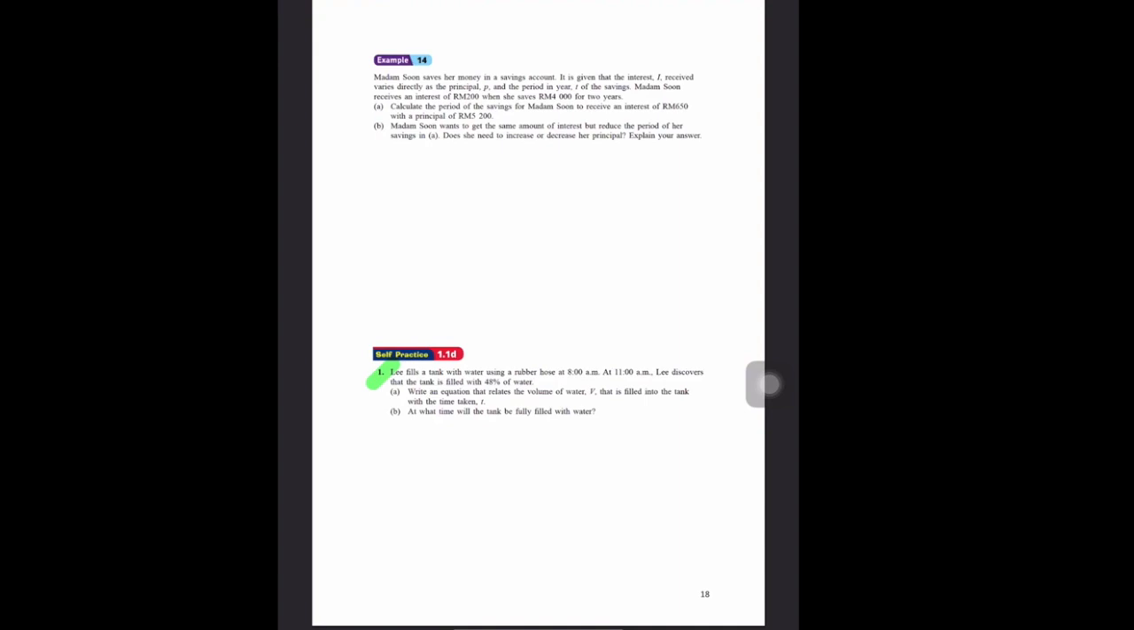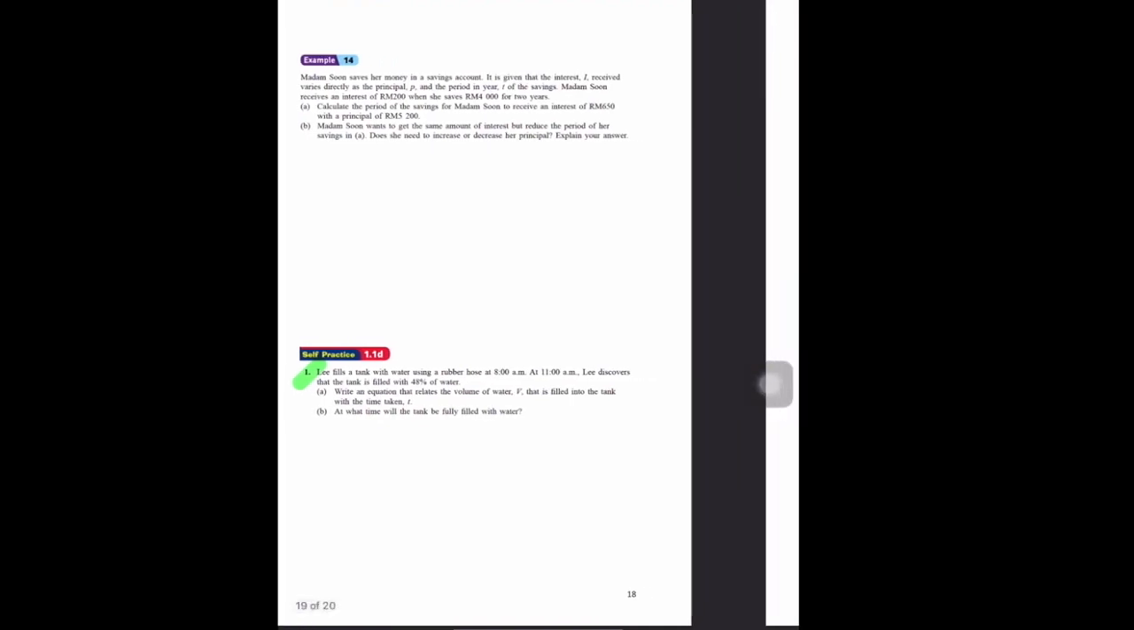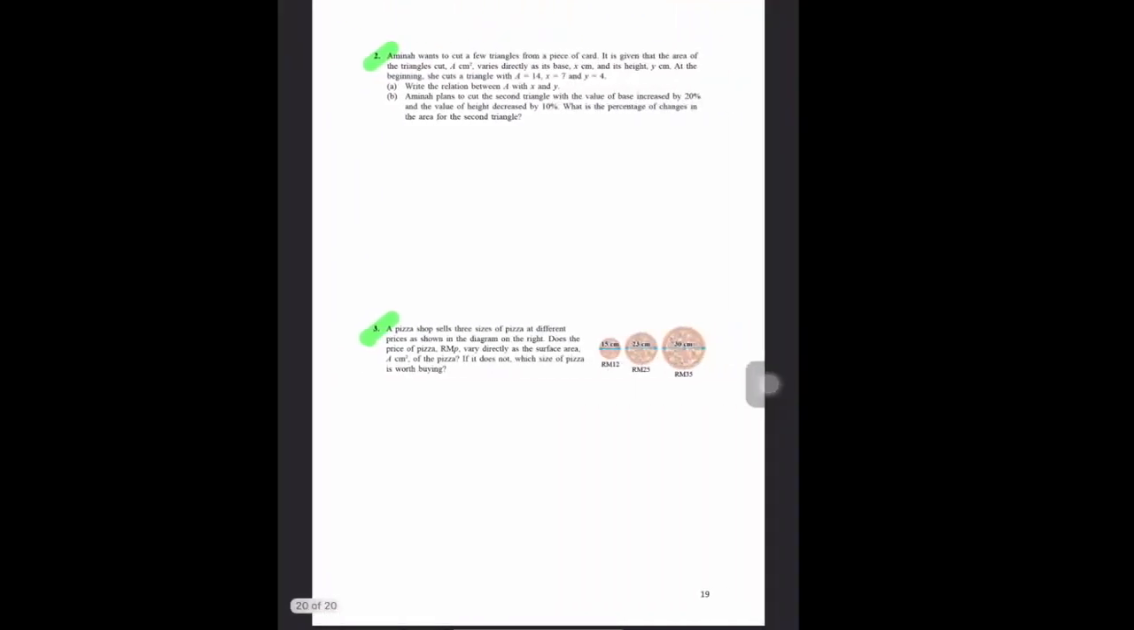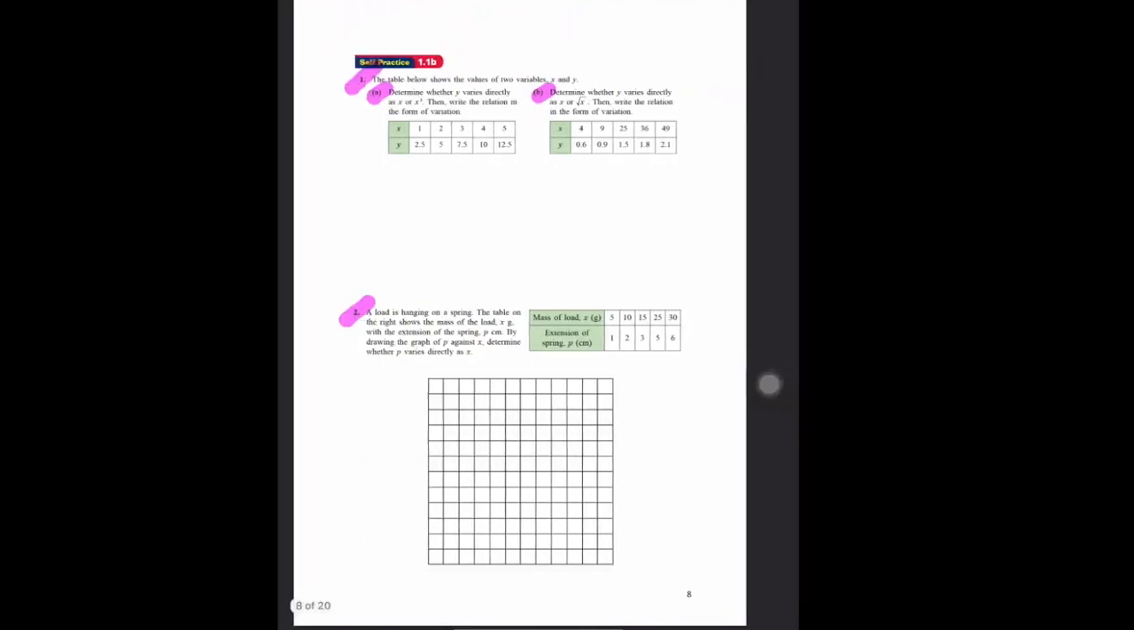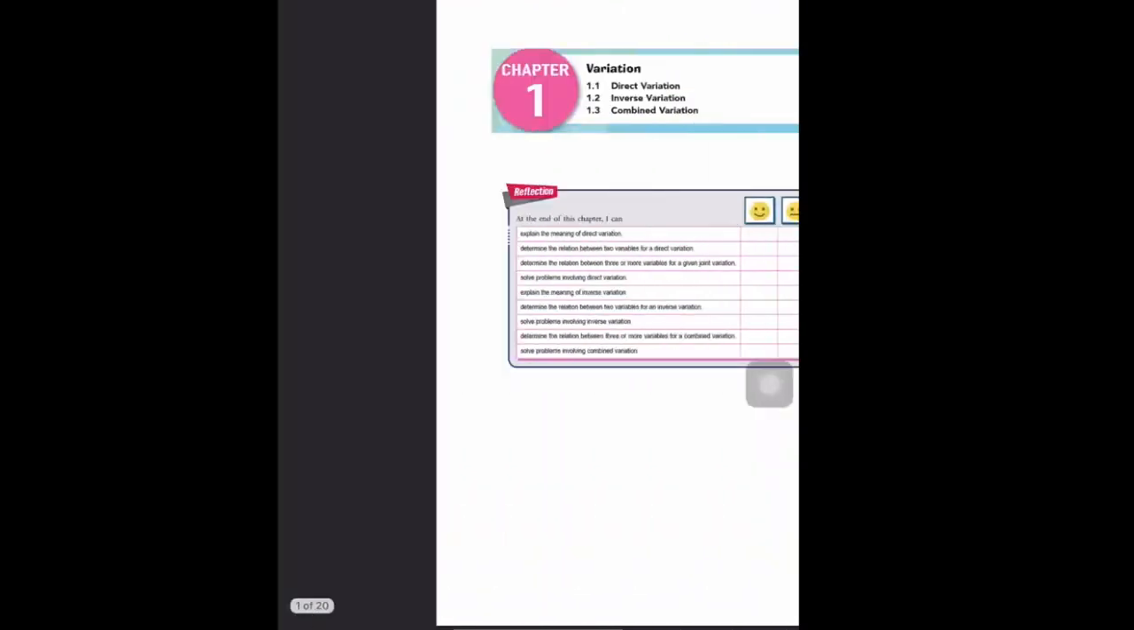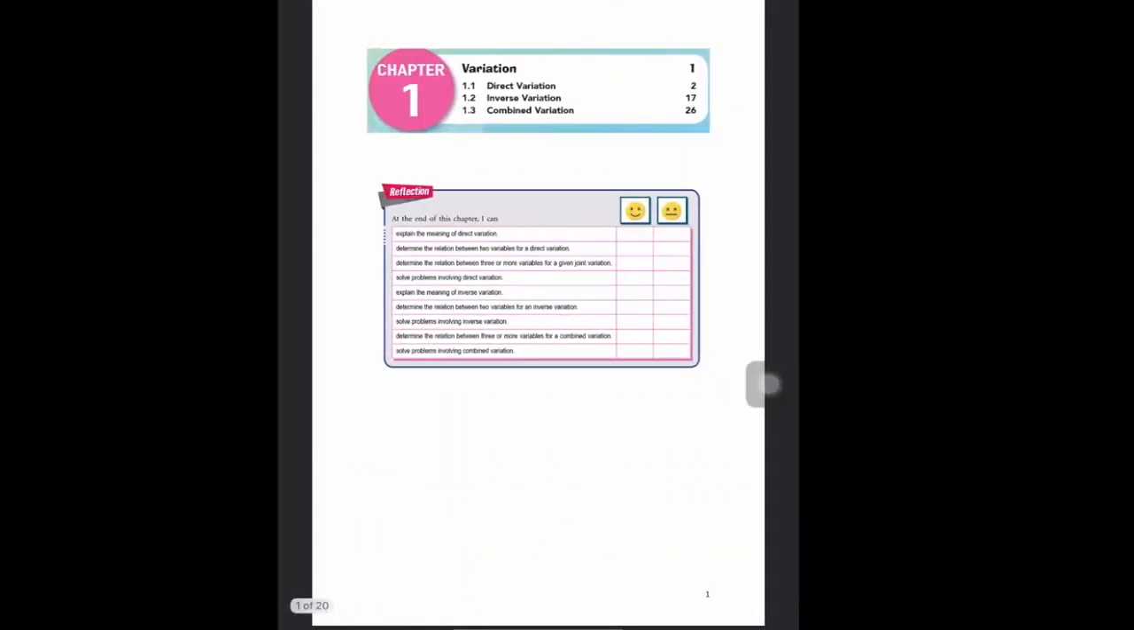So that's all for this class. We have finished the first part, 1.1 direct variation. For the next class we will look into inverse variation.